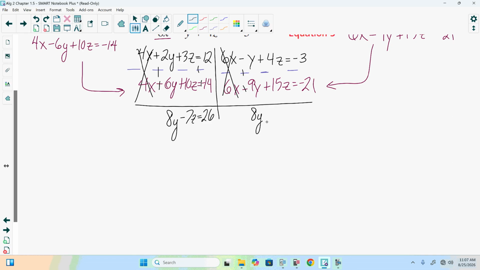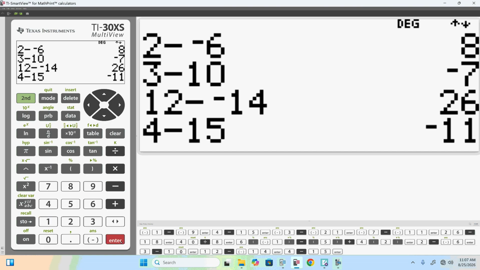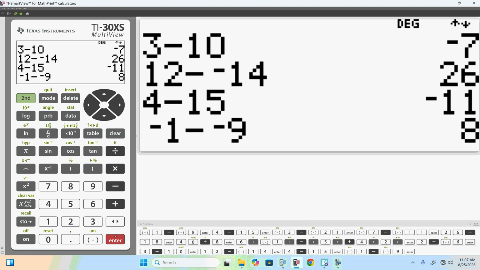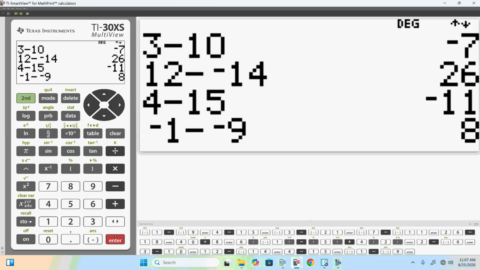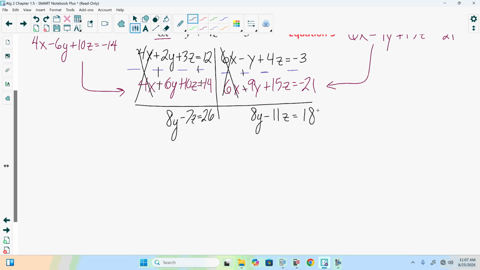4z minus 15z would be negative 11z. Negative 1 minus negative 9. And lastly, negative 3 minus negative 21. Negative 3 minus negative 21 is 18. The negative and negative would make a plus. So we're looking at negative 3 plus 21.